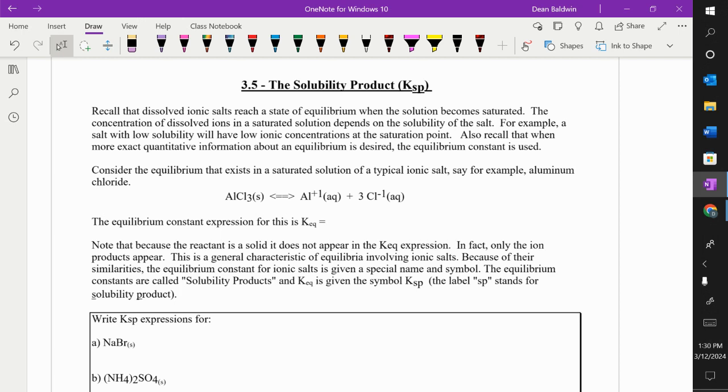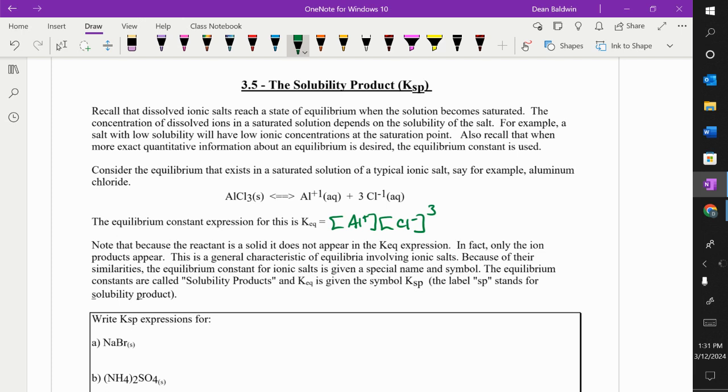So when you're writing, if we have aluminum chloride, we throw it in water. It's an ionic solution, so it ionizes to aluminum and 3 chloride ions. What's the KEQ expression for this? Concentration of aluminum times concentration of chlorine to the third power, right? And we don't include the aluminum chloride because aluminum chloride is a solid. Solids and liquids are not in there, okay?